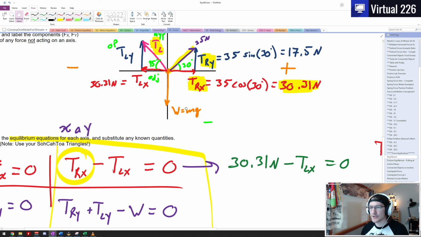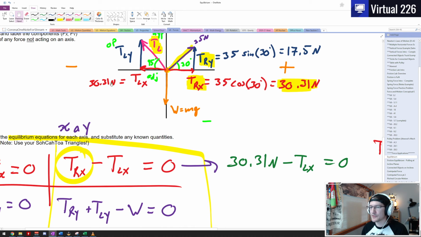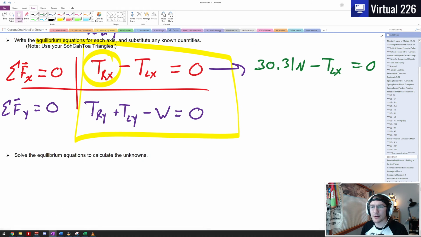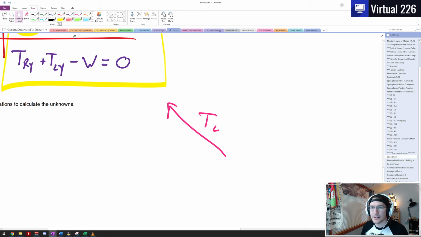If we want to solve for TLY, let's redraw our triangle. Physics is all about redrawing stuff and making things a little bit easier to look at. So that's TL right there. And then here is the left X direction, which we just, well, that's a bad line. Work with me, computer.